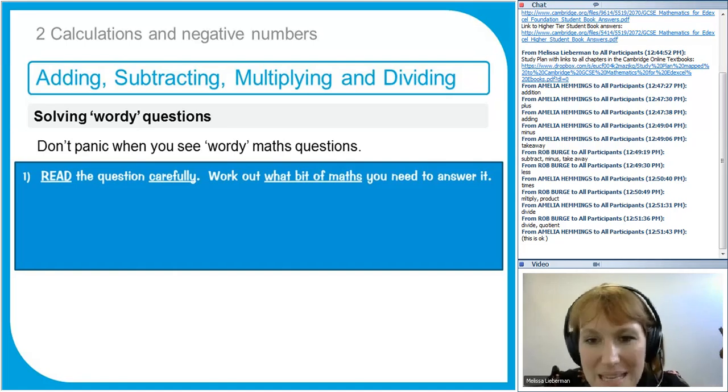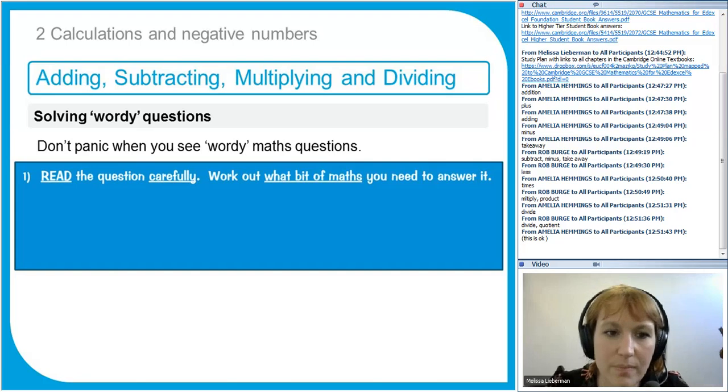So read the question very carefully. Work out what bits of maths you need to answer it. So you need to know, well, am I going to have to add, subtract, multiply, divide? Don't just do something random. It needs to make sense in the context of the question.